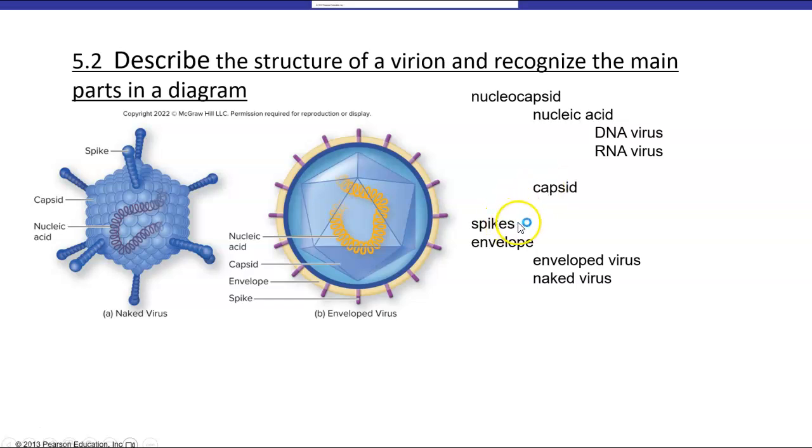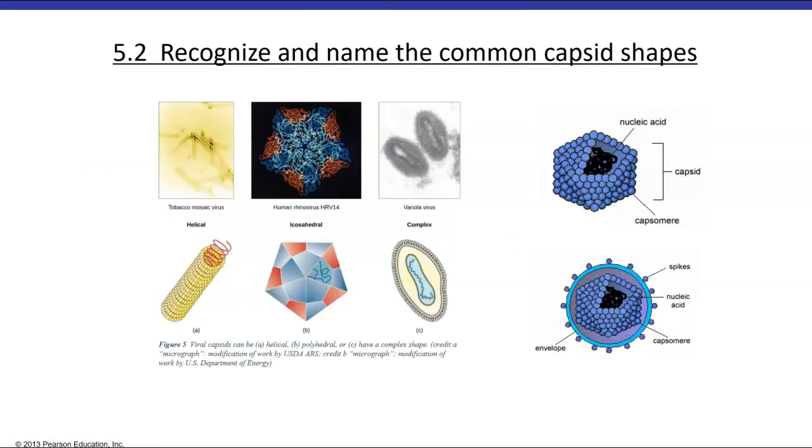Some viruses have spikes, not all of them, and the spikes are going to be proteins. And you can see this virus right here has spikes coming out of the capsid. Other viruses have an envelope. And the envelope is a lipid layer on the outside of the capsid. So here's an enveloped virus, or one that doesn't have an envelope, we call that a naked virus. And in some cases, the envelope also has spikes, these proteins coming out of the surface. So be able to name those parts on a virion.